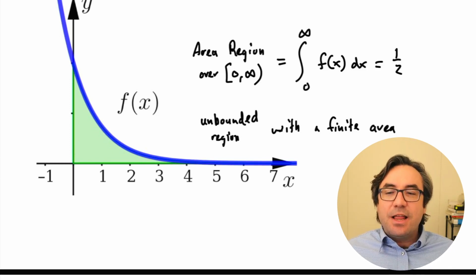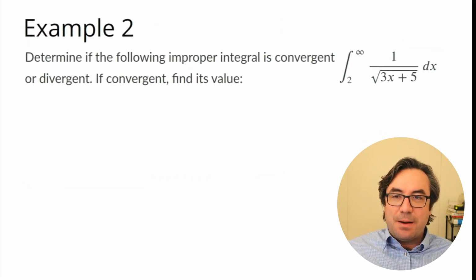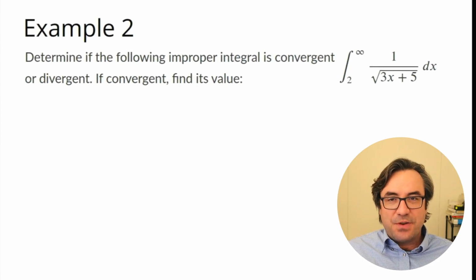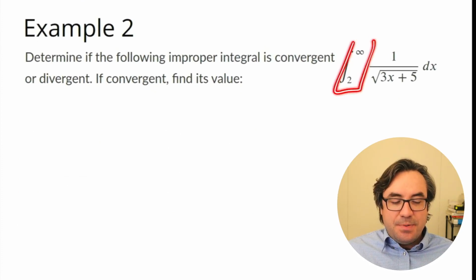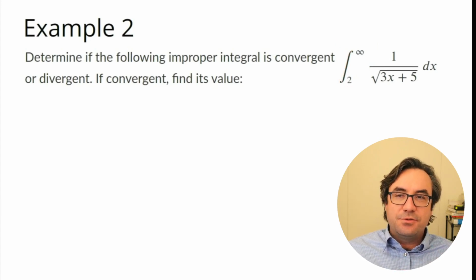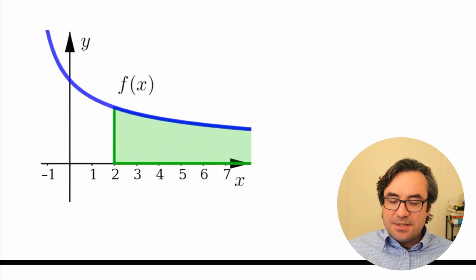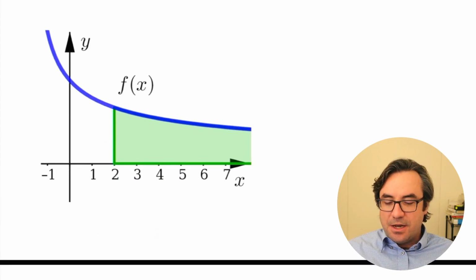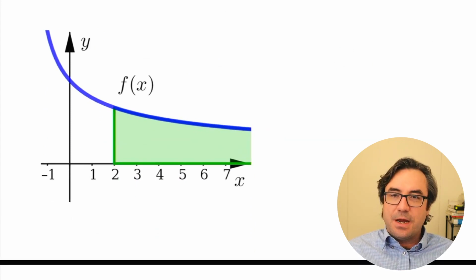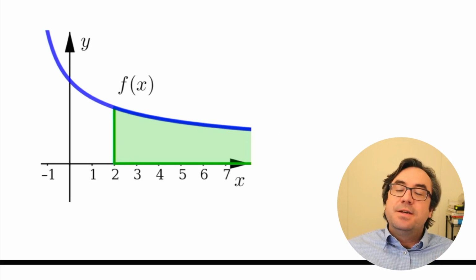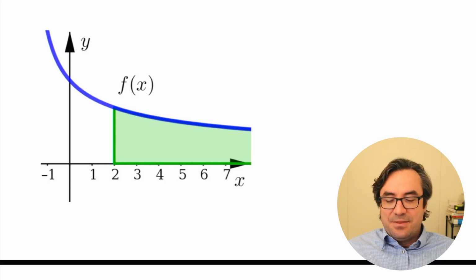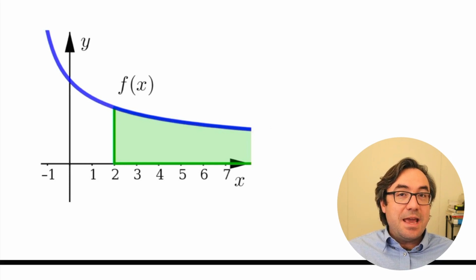Well, what we're going to see in class is this is not always the case. So in the next example, we're going to do this improper integral, 1 over square root 3x plus 5. We're going to do this one in class. Again, it's going to be an infinite region, so starting at 2 and going off to infinity. And what we're going to see is, well, this region is unbounded, so it's going to extend infinitely far to the right. But, and I'm going to spoil it, this region is going to have an infinite area. The function's decaying, but apparently it's not going to be decaying fast enough for this unbounded region to have a finite area. But we'll go through the calculation in class.